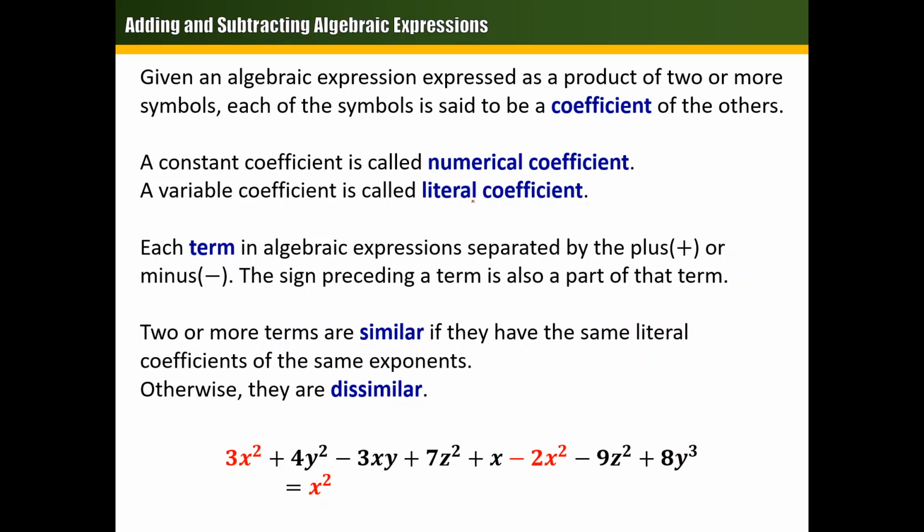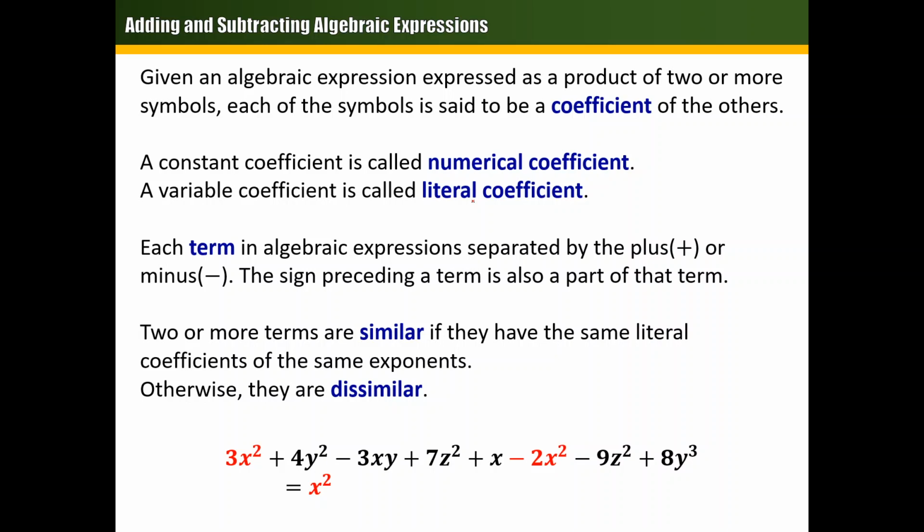So paano nga ba tayo mag-combine ng similar terms? What we're going to do is to add their numerical coefficients and then copy yung literal coefficient with its exponents. So here, ang mga numerical coefficients ay 3 and negative 2. So kung nahirapan kayong mag-add ng mga integers, pwede nyong isipin na ang positive number as something na pera nyo or hawak ninyo at yung negative number ay utang ninyo.